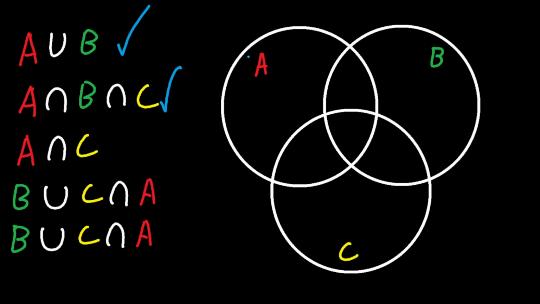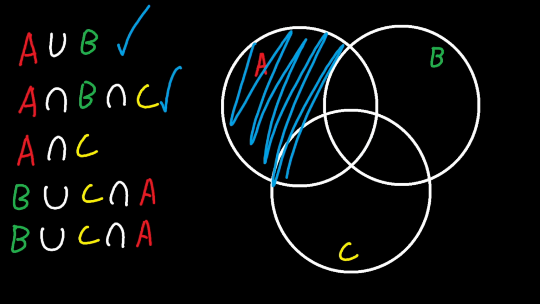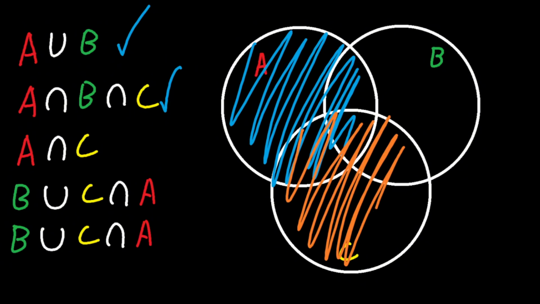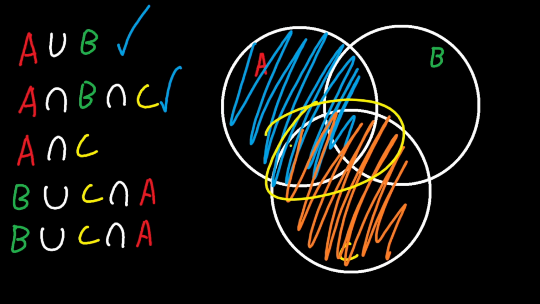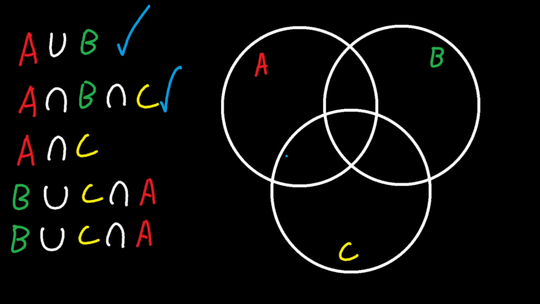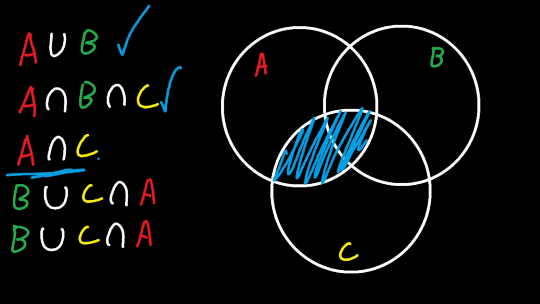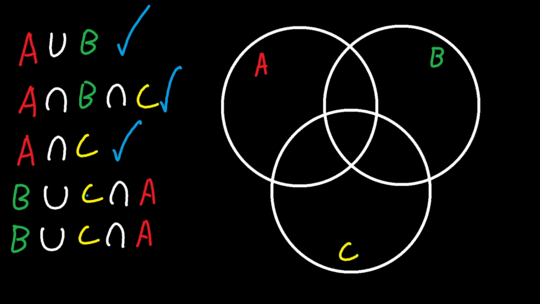All right, what's the intersection between A and C? Well, the intersection between A and C is, we can shade in A, and then we can shade in C. And where do these two shadings overlap? Right, let's use a different color, right around here, okay? So let's shade in this section, right? And this right here is the intersection between A and C.